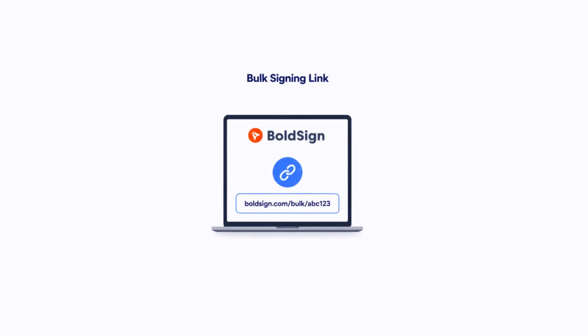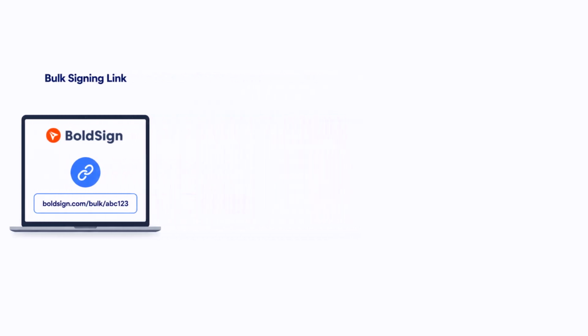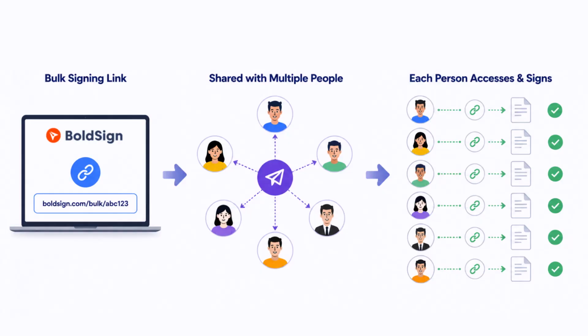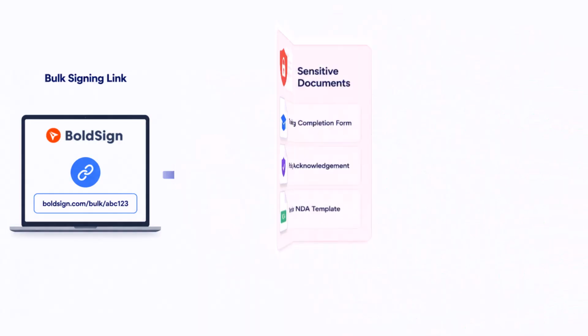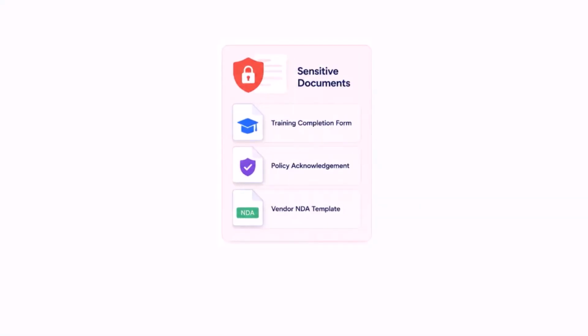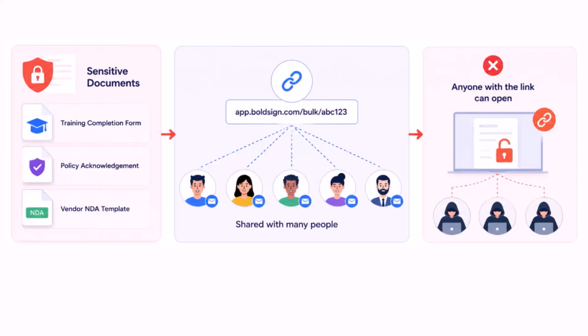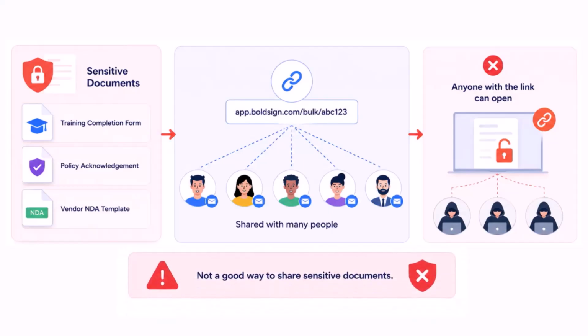If you send BoldSign bulk links, you already know the trade-off. One link, sent to many people, means anyone holding that URL can open the document. For something like an event waiver or a general sign-up form, that's fine. But when the same link is going out for a training completion form, a policy acknowledgement, or a vendor NDA template you're sending to multiple partners, anyone with the link isn't good enough.